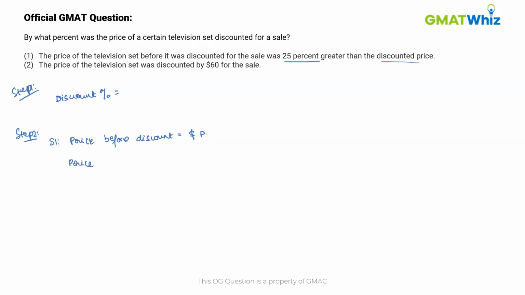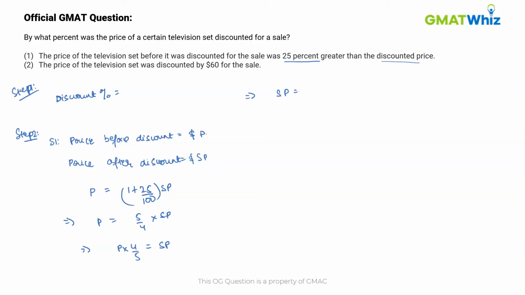and the price after discount, which is basically the selling price, is equal to SP dollars. Now, according to the statement, we have that P is equal to 1 plus 25 by 100 times SP. Now, this gives us P is equal to 5 by 4 times SP, and we can write this as P times 4 by 5 equals SP.